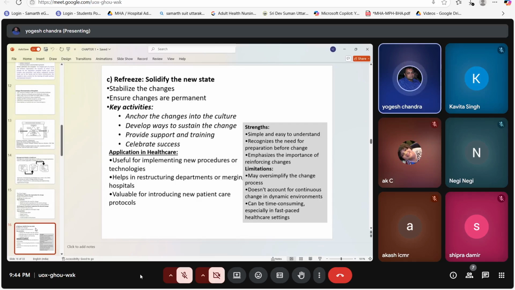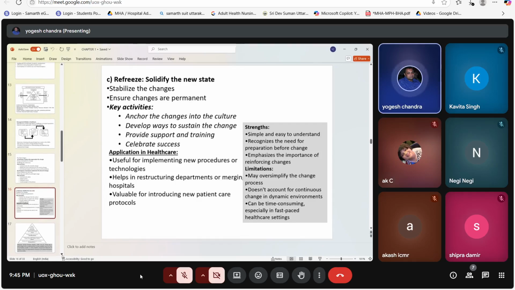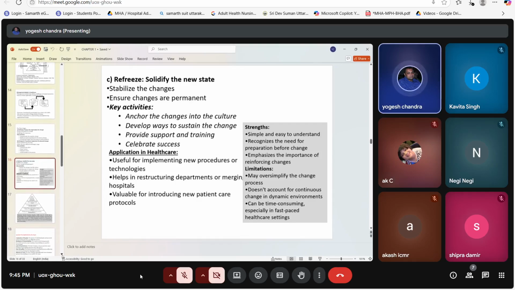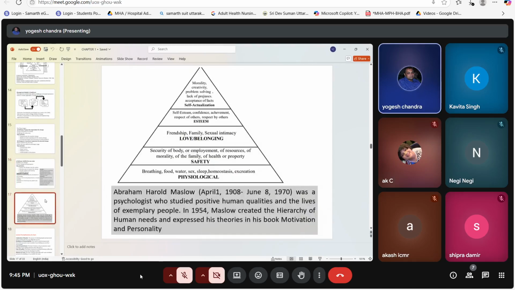And then this is the refreeze, which again I told you, how you can standardize the things and make it implemented in the whole organization. So this is one model, and this is one model which actually everybody knows. This is a very common kind of model. That is Abraham Harold Maslow.